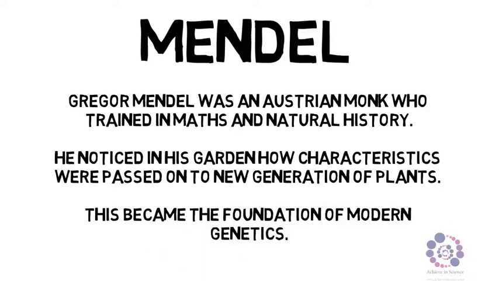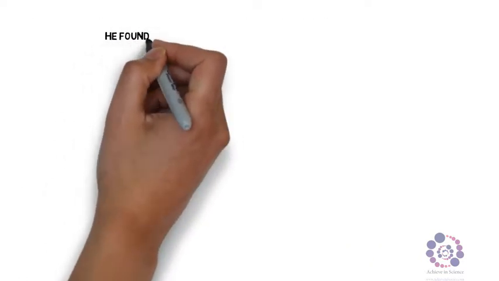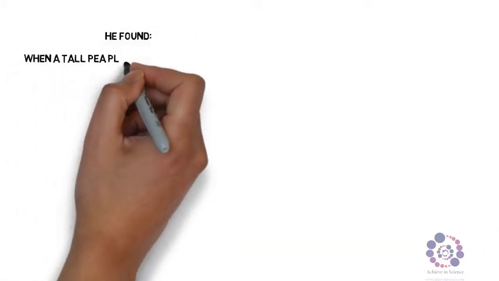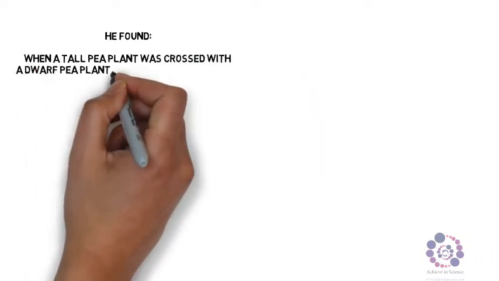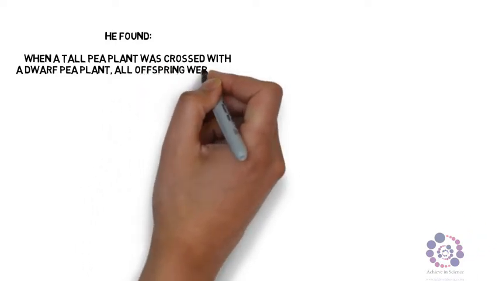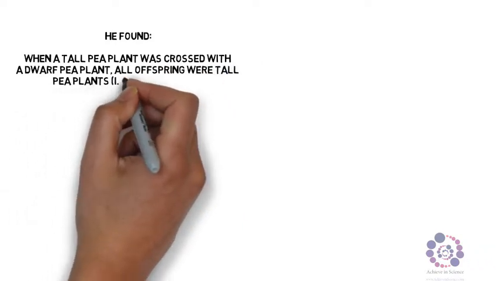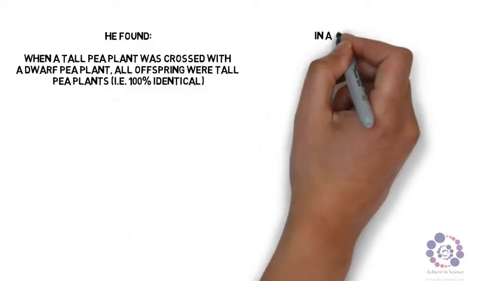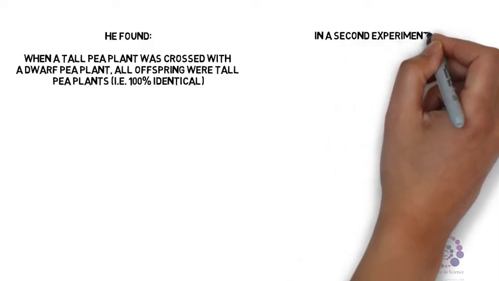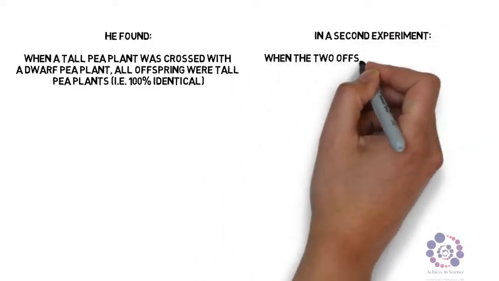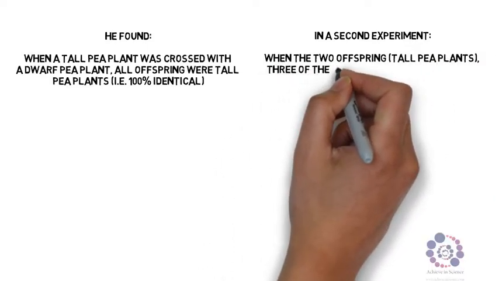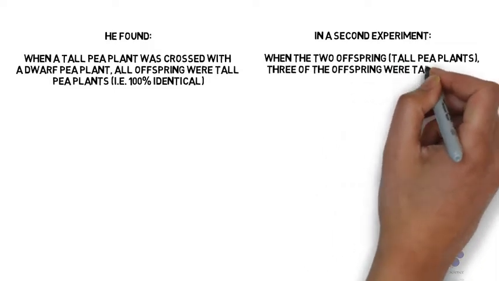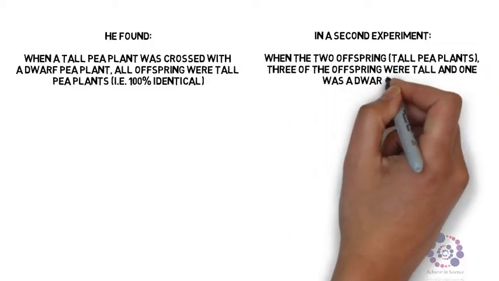Let's have a look at the experiments that he's carried out. He carried out an experiment where a tall pea plant was crossed with a dwarf pea plant, producing offspring which were all tall, so they were 100% identical. He then carried out a second experiment using this offspring. So all of the offspring were tall pea plants, as we've said, and when he crossed them, he found that 3 of the offspring were tall and 1 was a dwarf. So therefore there was a 3-to-1 ratio, so this was different. So then he asked the question why.